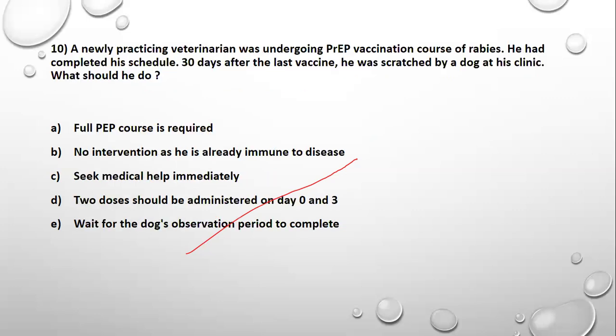A newly practicing veterinarian was undergoing pre-exposure prophylaxis vaccine course of rabies. He had completed his schedule 30 days after the last vaccine. He was scratched by a dog at his clinic. What should he do? A, full post-exposure prophylaxis course is required. B, no intervention as he is already immune to disease. C, seek medical help immediately. D, 2 doses should be administered on day 0 and 3. Or E, wait for the dog's observation period to complete.